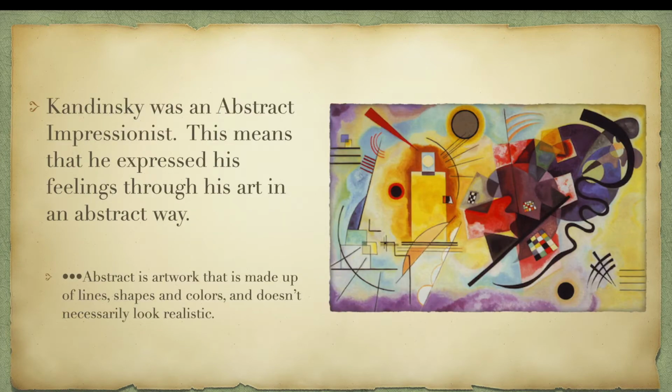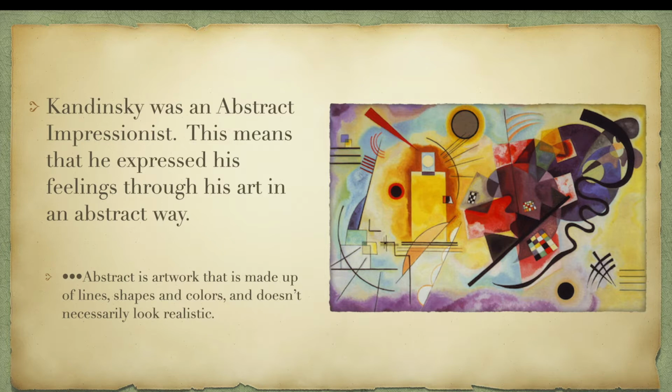He was something that we call an abstract expressionist, and that means that he expressed his feelings through his artwork in an abstract way. If you don't know what abstract means, it means that the artwork is made up of lots of lines, lots of shapes, lots of colors, but it doesn't necessarily look realistic, okay?